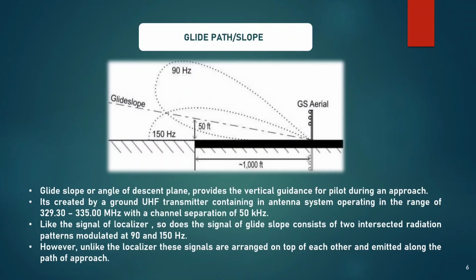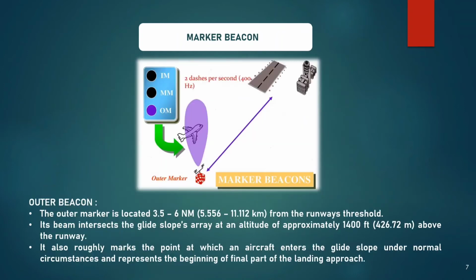Glide path or slope. The glide slope, or angle of descent plane, provides vertical guidance for a pilot during an approach. It is created by a ground UHF transmitter containing an antenna system operating in the range of 329.30 to 335.00 MHz with a channel separation of 50 kHz. Like the localizer signal, the glide slope signal consists of two intersected radiation patterns modulated at 90 and 150 Hz. However, unlike the localizer, these signals are arranged on top of each other and emitted along the path of the approach.